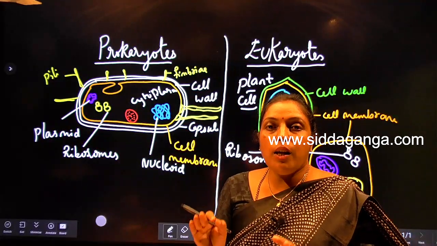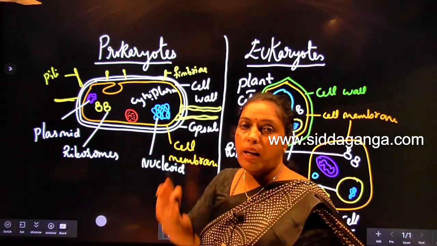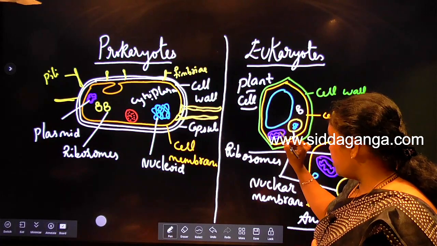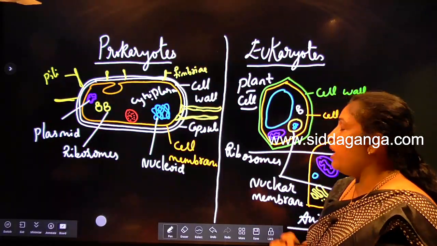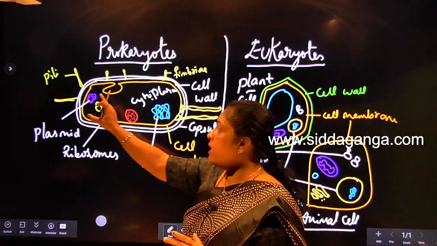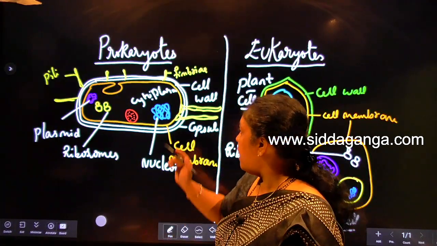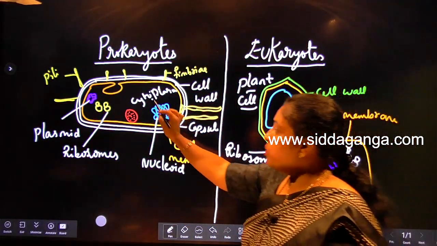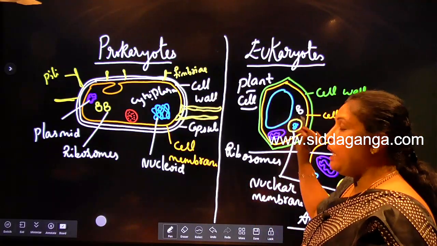Inside the cytoplasm, cellular organelles are present. Understood? But in prokaryotes, cellular organelles are absent, whereas in eukaryotes, cellular organelles like mitochondria, Golgi apparatus, chloroplast, ribosomes, all these are present inside the cells, whereas cellular organelles are absent in prokaryotes. Only the non-membrane bound organelle, ribosomes, is present in both prokaryotes and eukaryotes. Mitochondria and Golgi apparatus are not seen in prokaryotes. They are seen only in eukaryotes.